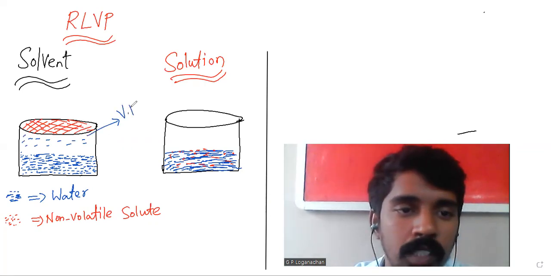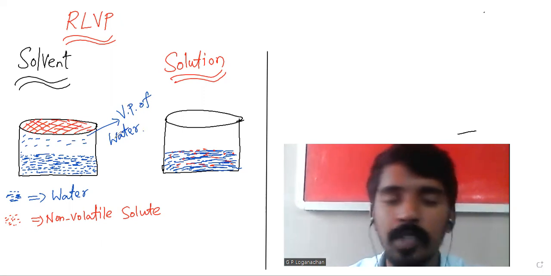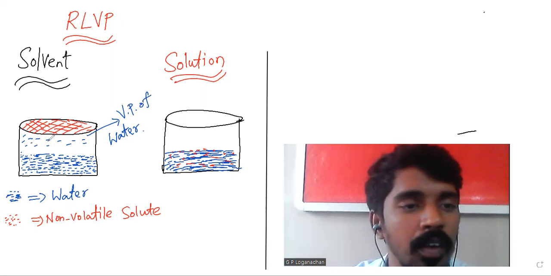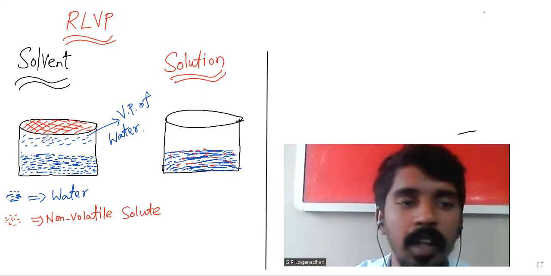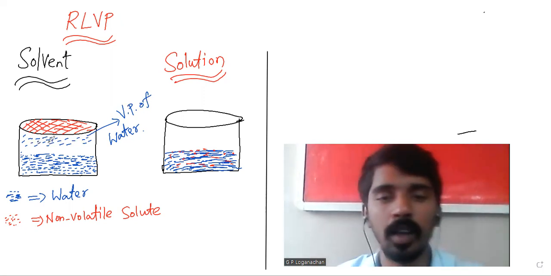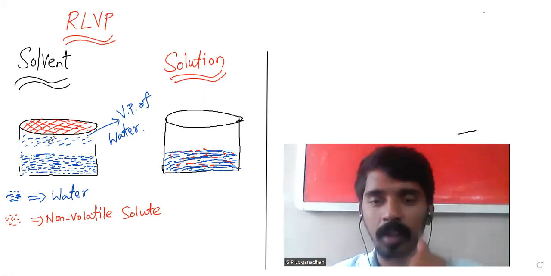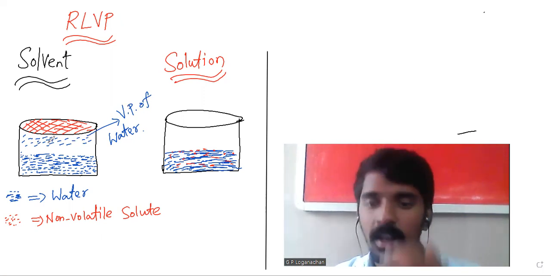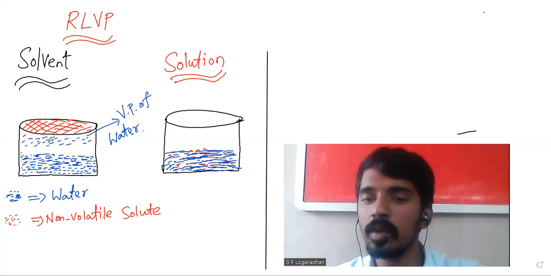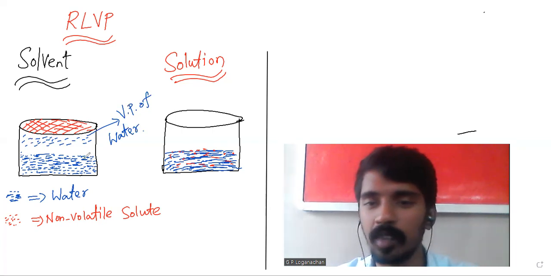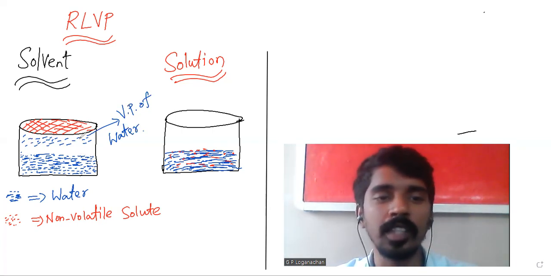So this is the vapor pressure of water, right? And this evaporation process is a surface phenomenon. You know the boiling point of water is 100 degrees Celsius. But when you keep water outside, you will notice a decrease in the water level. Why is that happening? Because the water on the surface will change into vapors.